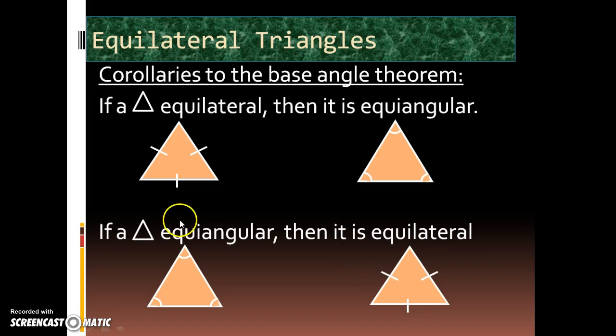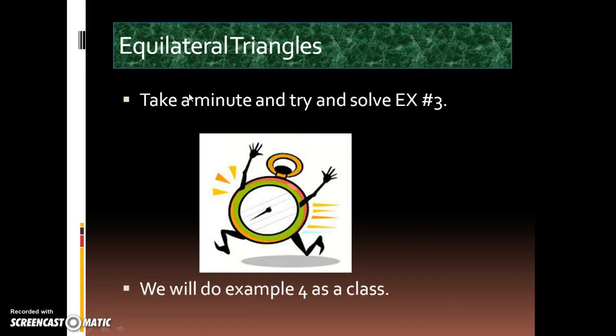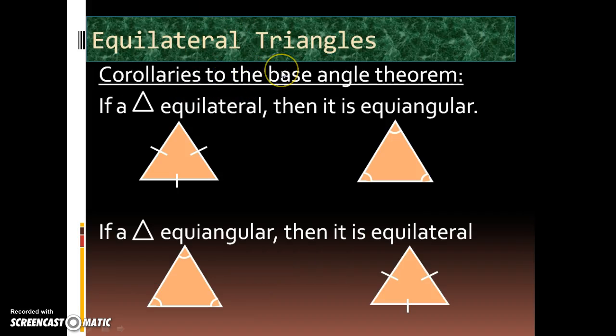And now we're going to learn a little bit of math talk here. The corollaries to the base angles theorem. If a triangle is equilateral, meaning three sides are congruent, then it's also equiangular, meaning three angles are congruent. Once again, we see an if-then statement. We may be using this in a proof later on.